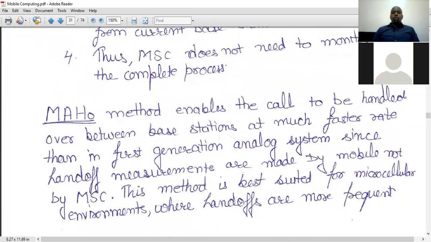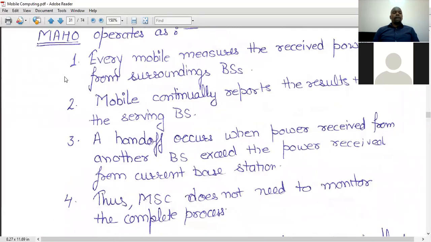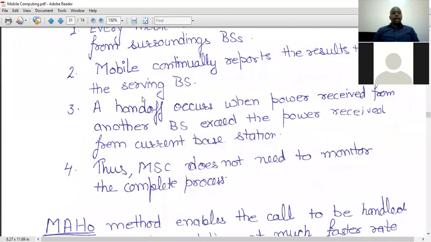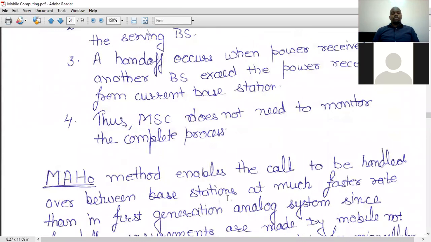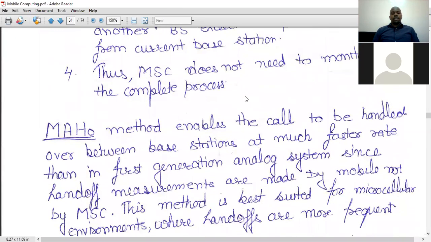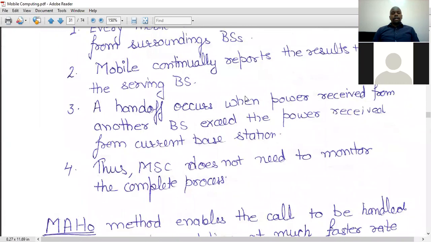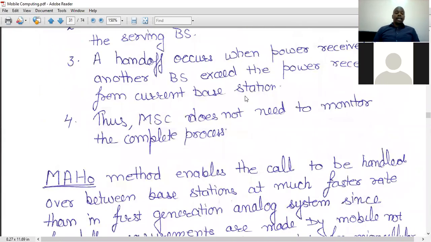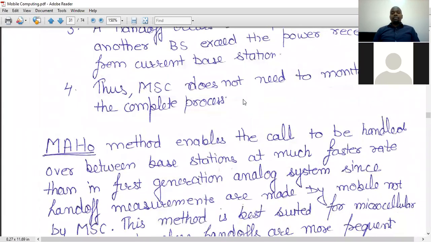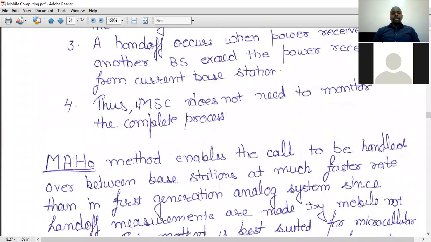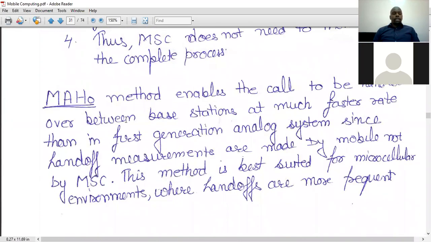Okay, so what happens during all this MAHO, the monitoring, the logging and reporting, and the handoff itself, what device actually manages MAHO? It is the master station controller. It is the MSC that actually does all those. But in the event that there are many subscribers, the MSC may not need to monitor the complete process.